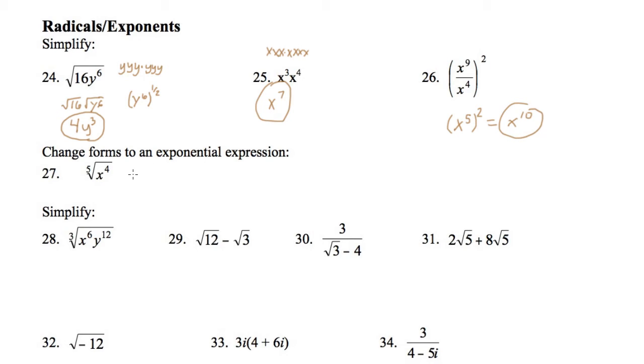Changing forms to exponential form, this number right here becomes the numerator, and this number right here becomes the denominator. So this is x to the 4/5 power.